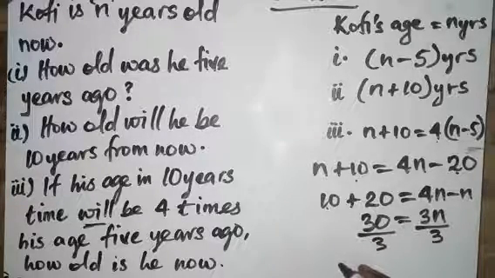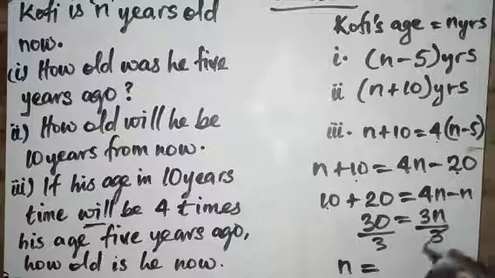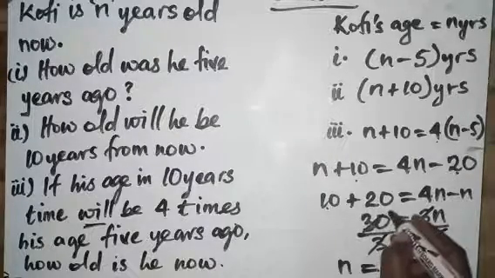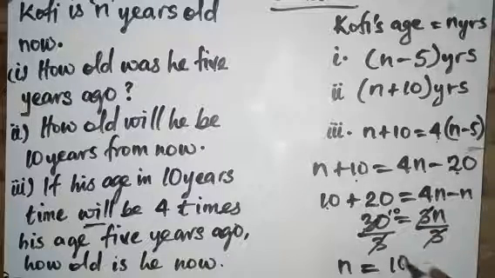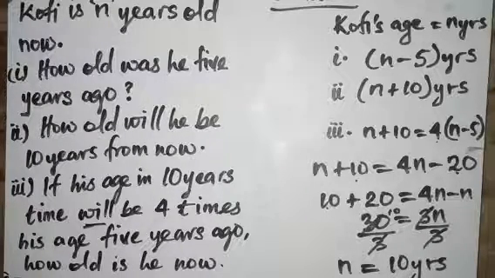So how old is Kofi now? Kofi's age now is equal to 30 over 3, 3 cancels 3, 3 goes into 30, 10. So Kofi is 10 years now. Kofi's current age is 10 years.